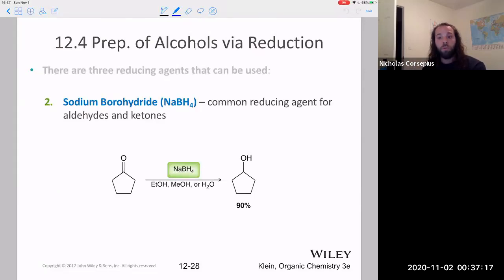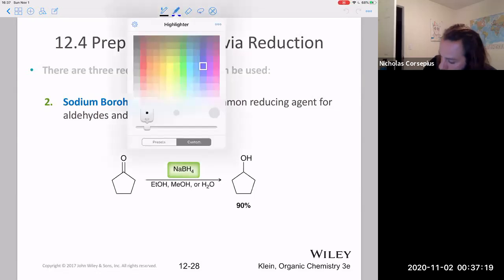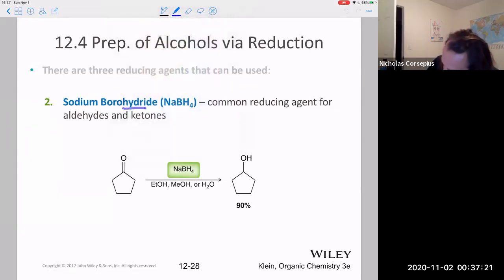This is sodium borohydride, and the key word here is hydride. And we'll get to why that is in a second. The other one that we're going to see is lithium aluminum hydride. Okay, so another hydride. And these are methods that we can use, these two reagents, to reduce a carbonyl group to an alcohol group.